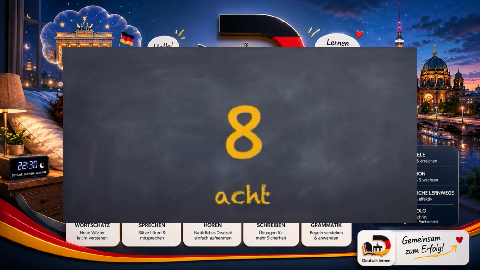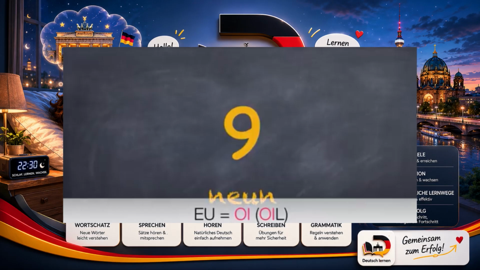Acht. Once again, acht. Neun. Once again, neun. In this case, EU is pronounced like OI, for example, in oil in English.